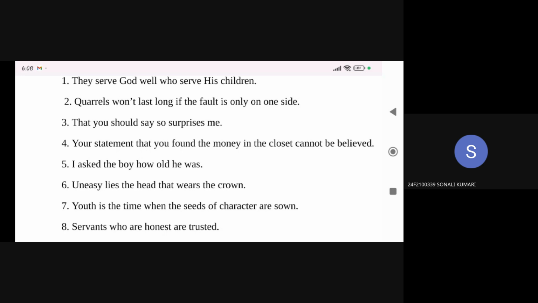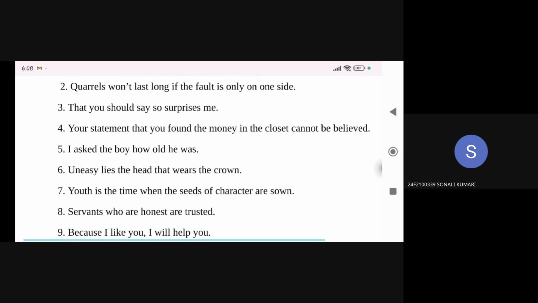Okay, then let's look at the fourth one. That you found the money in the closet. Then it's a noun clause? Okay, what conclusions do you draw from that? Your statement that you found the money in the closet cannot be believed, right? So what is your subordinate clause here? That you found the money in the closet. Correct.